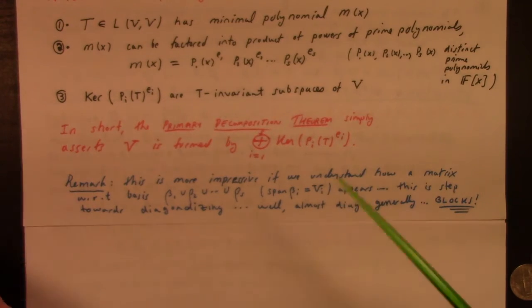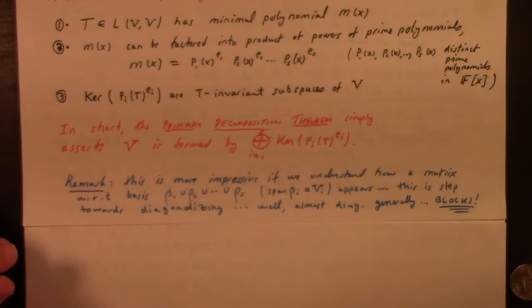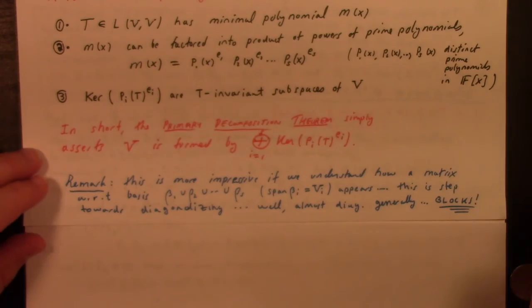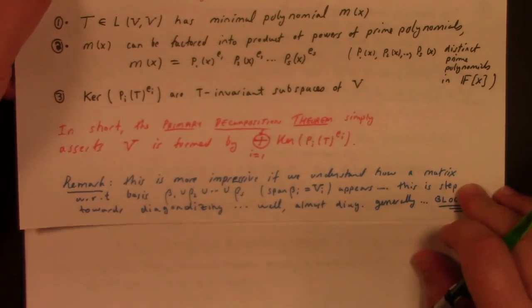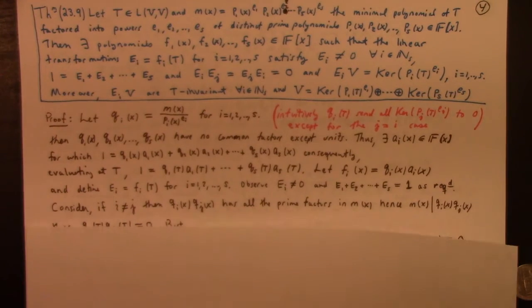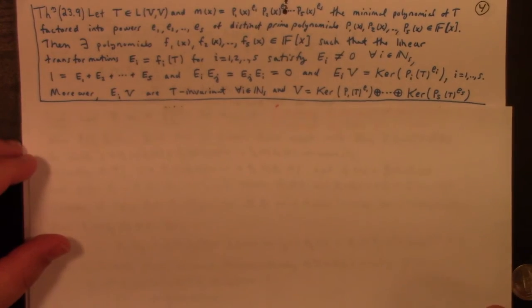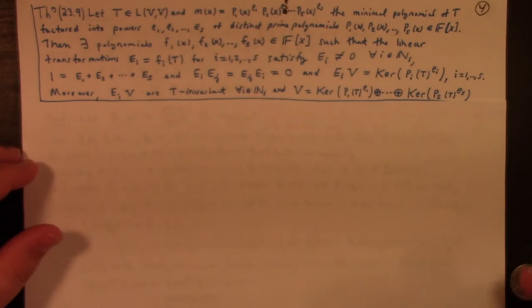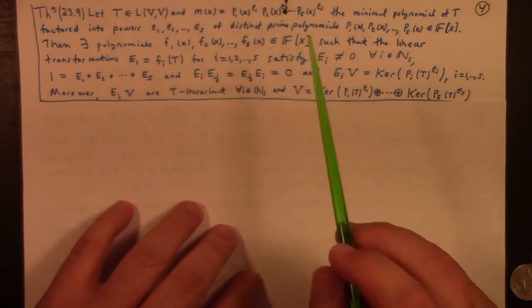So block diagonal matrices go hand in hand with these direct sum decompositions, as we'll hopefully be able to see as we go on. All right. That brings us, of course, to the primary decomposition theorem. Here it is.